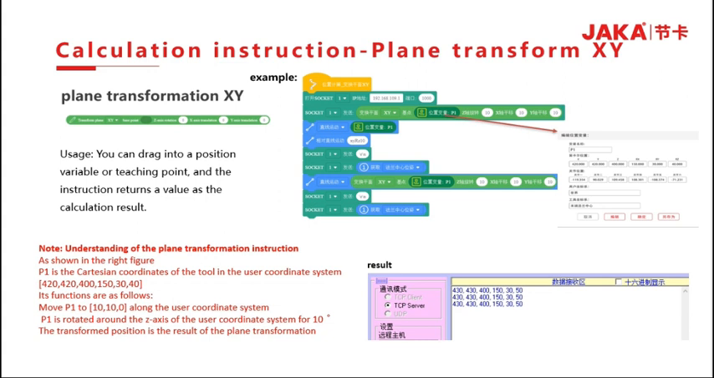The understanding of the plane transformation command is as shown in the example on the right. P1 is the Cartesian coordinate of the tool in the user coordinate system. Its function is to first translate P1 along the x, y directions of the user coordinate system by 10 mm, and then rotate P1 around the z-axis of the user coordinate system by 10 degrees. The changed position is the result of the plane transformation.